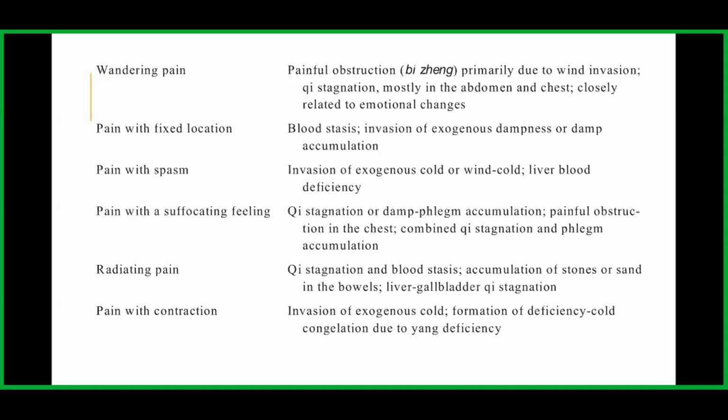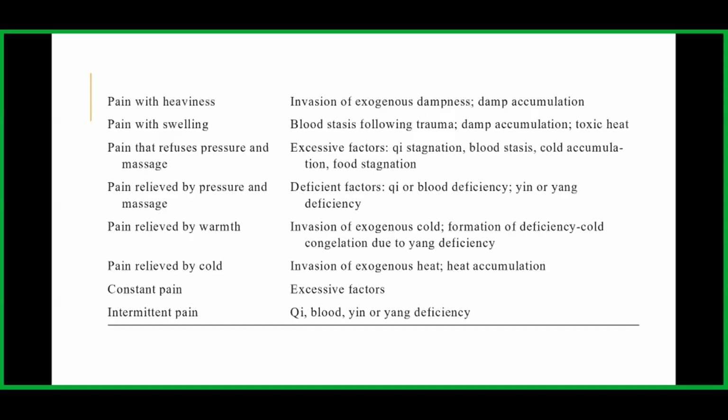When there's pain with contraction, it's an invasion of exogenous cold. There's formation of deficiency, cold, and congelation due to yang deficiency. When there's pain with heaviness, it's an invasion of exogenous dampness and damp accumulation. When there's pain with swelling, it's blood stasis following trauma and damp accumulation and toxic heat. If it's pain that refuses pressure and massage, that's excessive factors like qi stagnation, blood stasis, cold accumulation, and food stagnation. When there's pain that is relieved by pressure and massage, that is the deficient factor, like qi or blood deficiency or yin or yang deficiency.